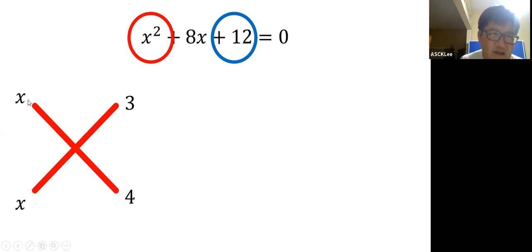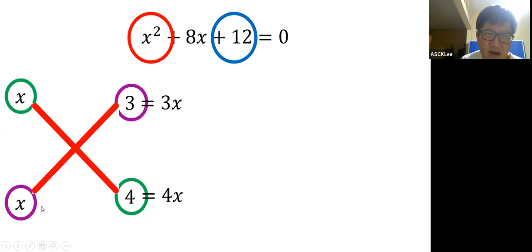And what you do now is multiply this diagonally. x times 4 is 4x, and x times 3 is 3x. Add these two up and you get 7x. And 7x is not 8x. 7x and 8x are different things.